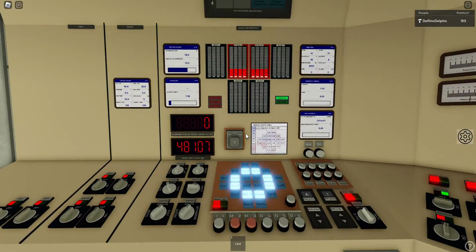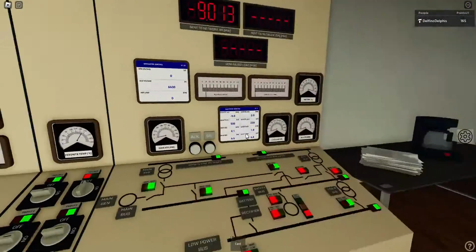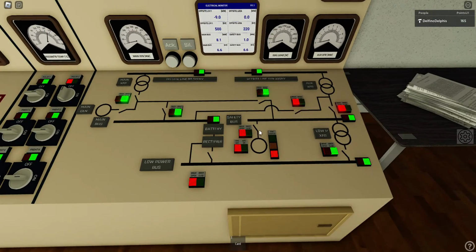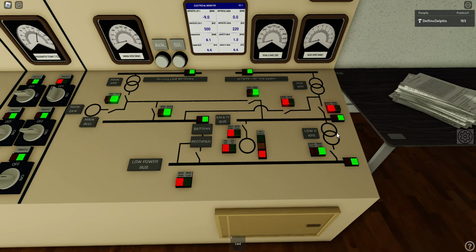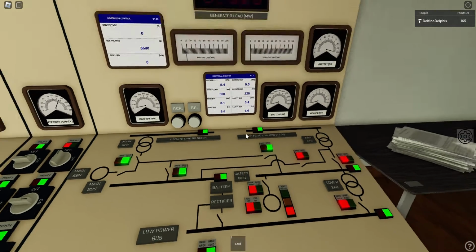So this is going to take a little time, so maybe I will explain quickly the electrical panel. It's pretty simple. We have 3 buses. So this is the main bus, this is the safety bus, and we also have a low power bus. So different devices are connected to different buses. So the low power bus can be powered by the battery. This is how we do it. Now it's battery powered.